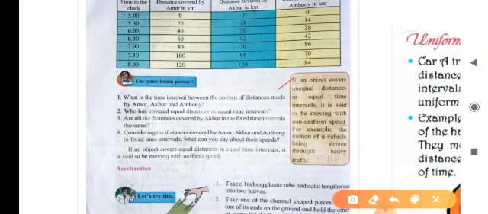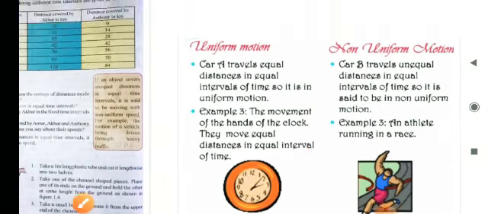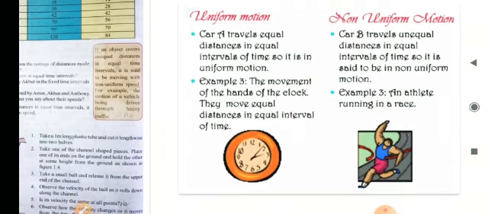Now, let us see in the slide the examples of uniform and non-uniform motion. Car A travels equal distances in equal intervals of time, so it is in uniform motion. Example, the movement of the hands of the clock. They move equal distances in equal intervals of time. Car B travels unequal distances in equal intervals of time, so it is said to be in non-uniform motion. Example, the athlete running in a race.